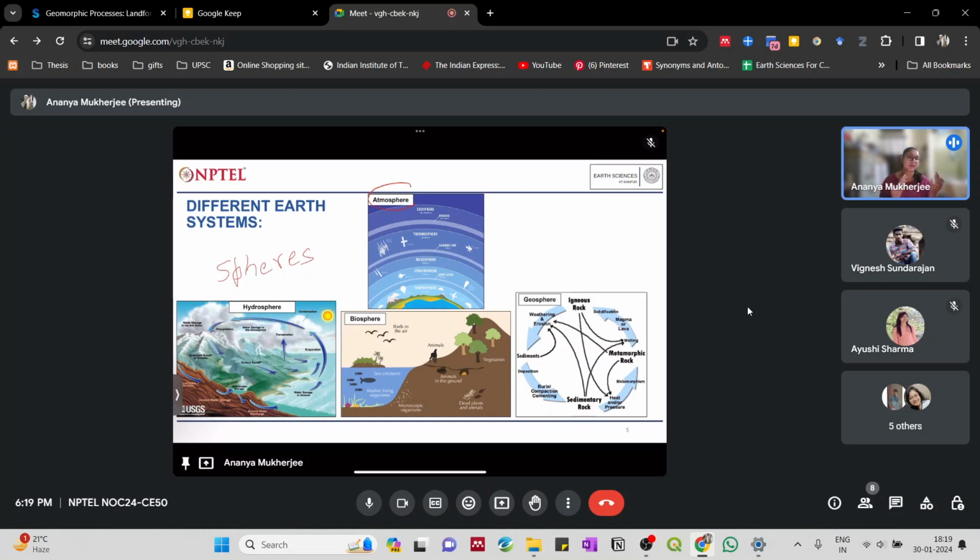The atmosphere again is layered. The immediate layer that is close to the surface is the troposphere. Then on top of that, you have the stratosphere. The ozone layer marks the boundary between the stratosphere and troposphere. Then you have the mesosphere, then the thermosphere, and the exosphere at the last.